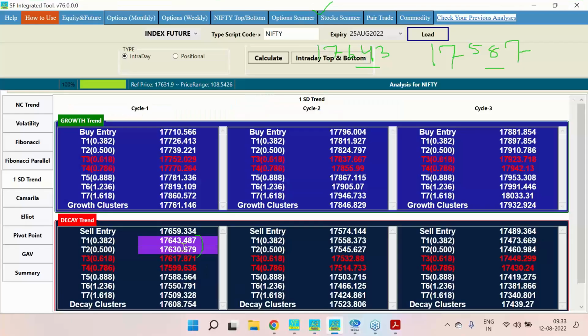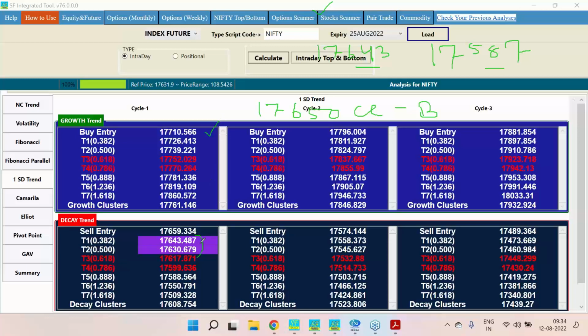We can sell Nifty now and hedge it with a 17,650 call option buy. This we can do if we are a future buyer. So we should buy the future only above 17,710.